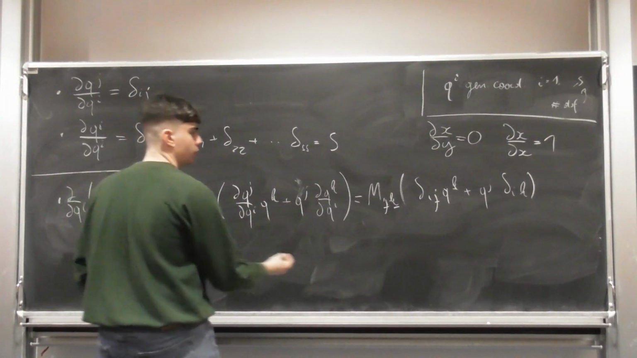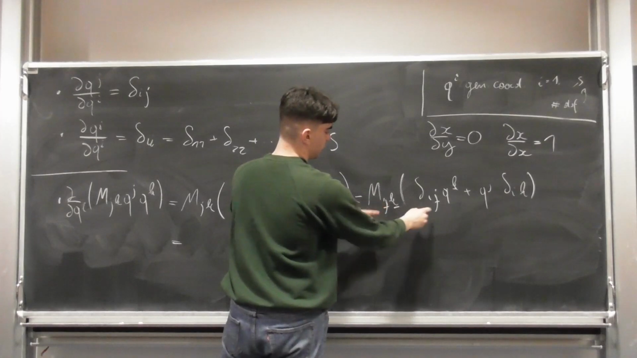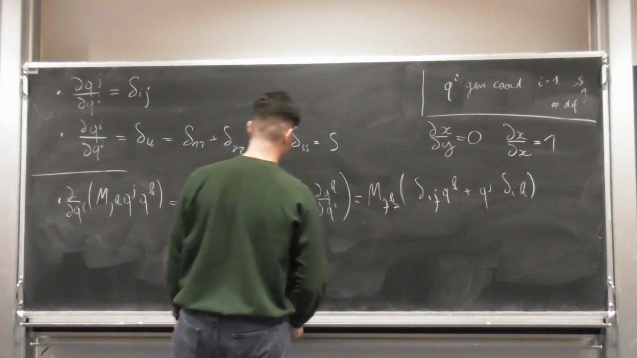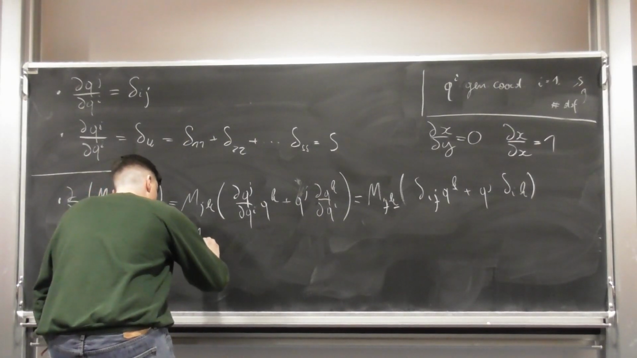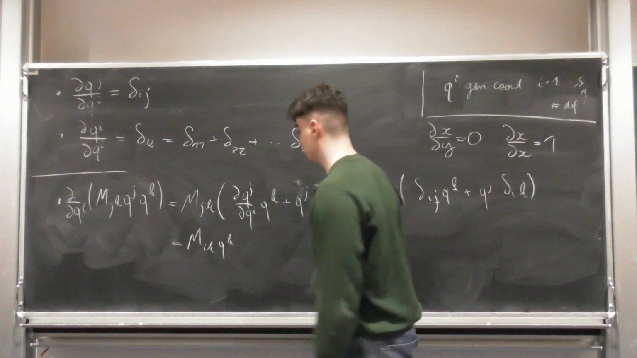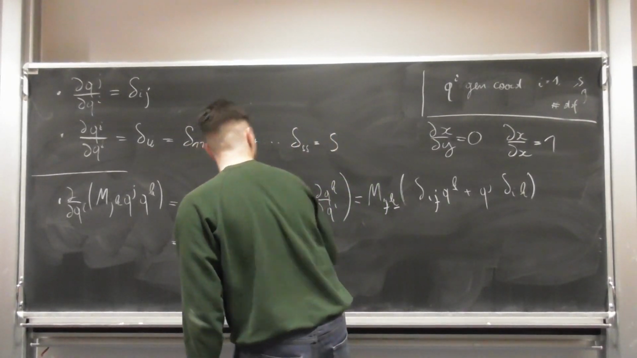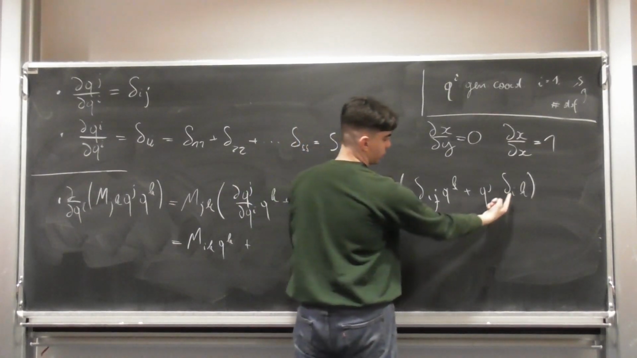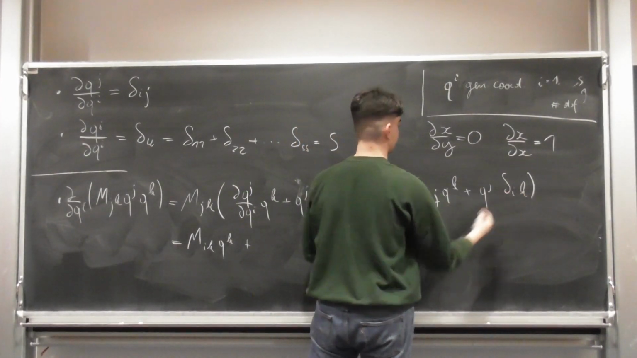So if we're summing over j and we have a delta ij here, it'll only be non-zero when j is equal to I, so we can rewrite this j as an I. Mik qk. And similarly, the other one will become mji, because the sum is over k, and it's only non-zero when k is equal to I.